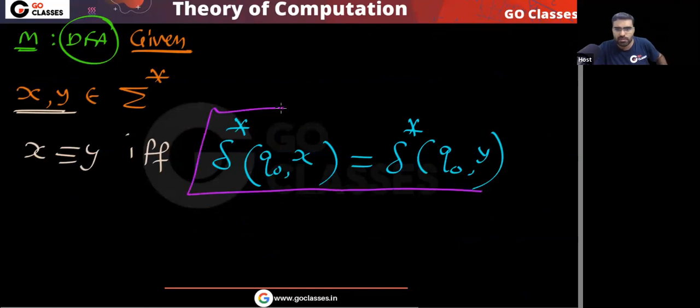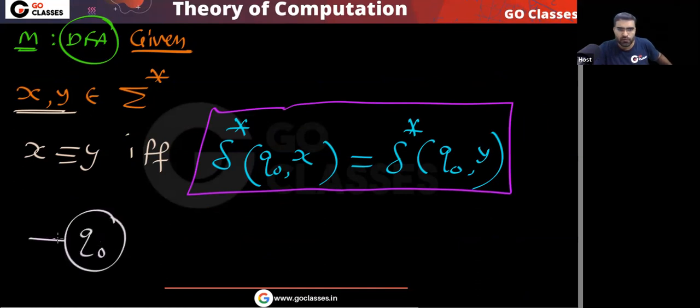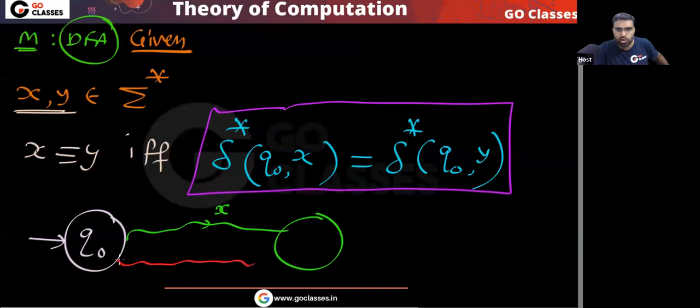Remember, these two are the same. What does that mean? It means that from the initial state Q0, when you read X, you will go to some state, and when you read Y, you will also go to the same state. Is this point clear?